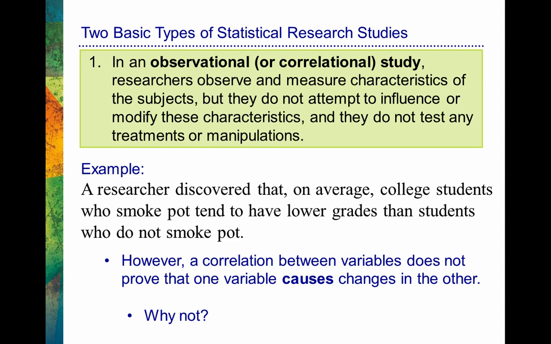So it's very, very important that you can identify when we're dealing with a correlational study, because then you can understand the limits of the interpretations of the results. Because we will know that this type of study is not designed in a way in which we can prove causation. This study did not prove that smoking pot causes lower grades. It just showed that there was some association.